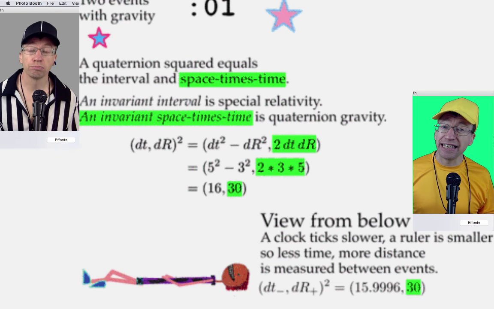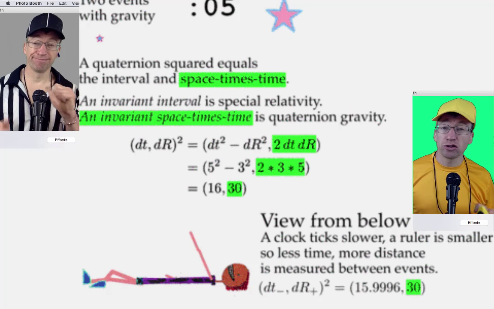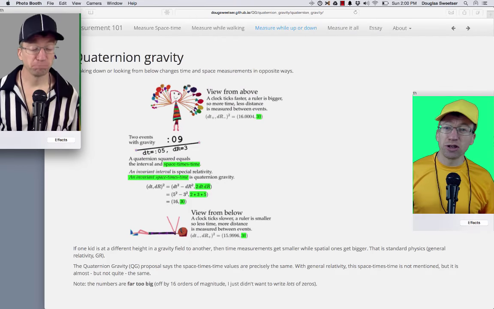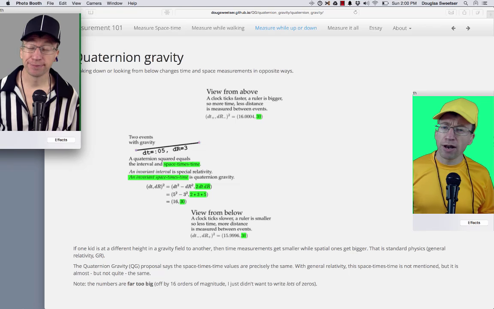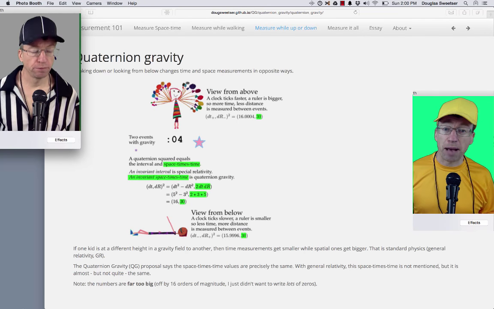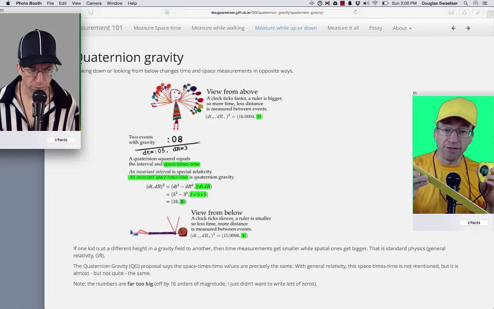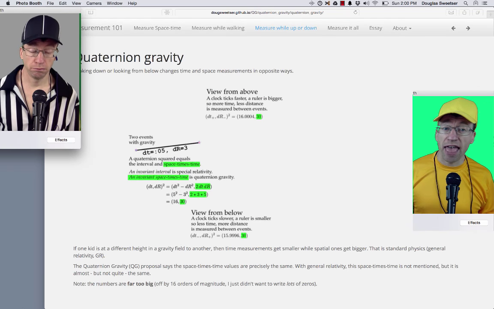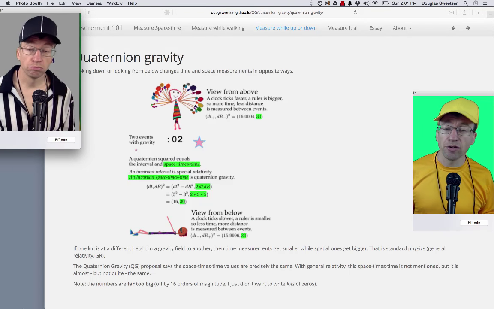And so the result is an invariant space times time of 30. Exactly equal to what the reference observer gets, and exactly equal to the balloon girl floating up above there is. But what about his interval? Okay, his interval is made up of a positive number that's smaller, minus a bigger negative number, and that means that the interval is in fact smaller than the reference interval, and of course smaller than that girl floating above.